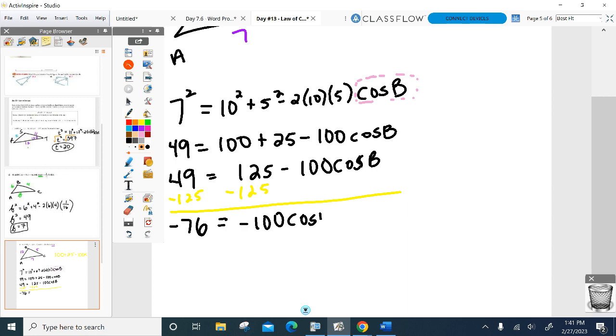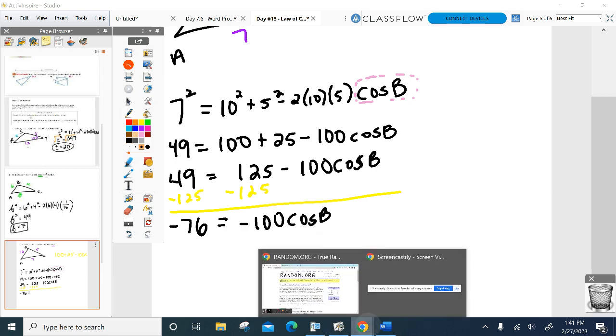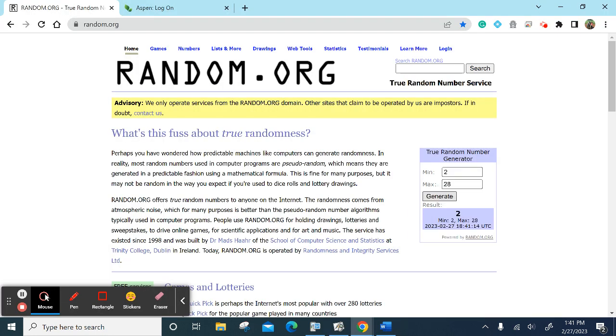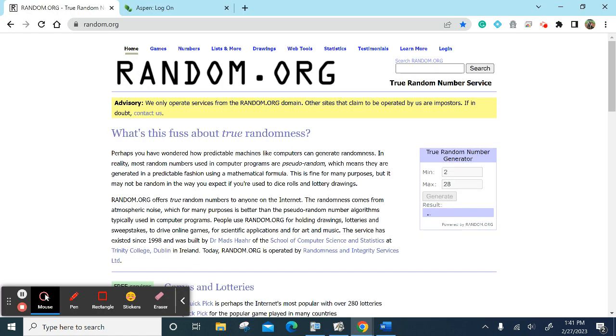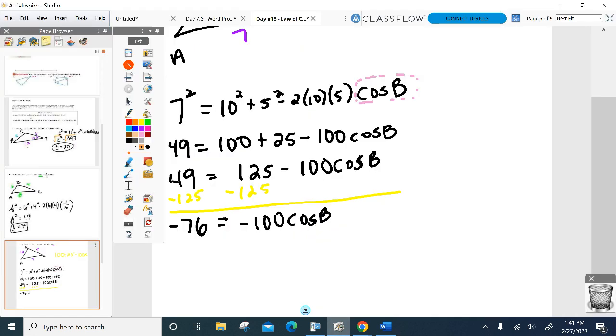Cosine B. Next step, getting cosine B alone. Divide by negative 100. Got it.